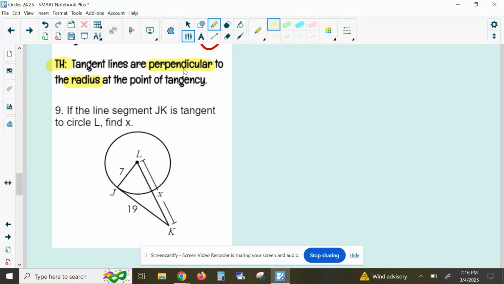If we take a look at this, we have a tangent line right here. It's only going to touch the circle in one spot. The point of tangency is right here at J. That is your point of tangency. What this is saying is that this is going to be perpendicular to the radius. So remember, this is my radius right here, and my tangent line is perpendicular to it. We know perpendicular means it's going to form a right angle right there. So what has happened here is we've formed a right triangle.